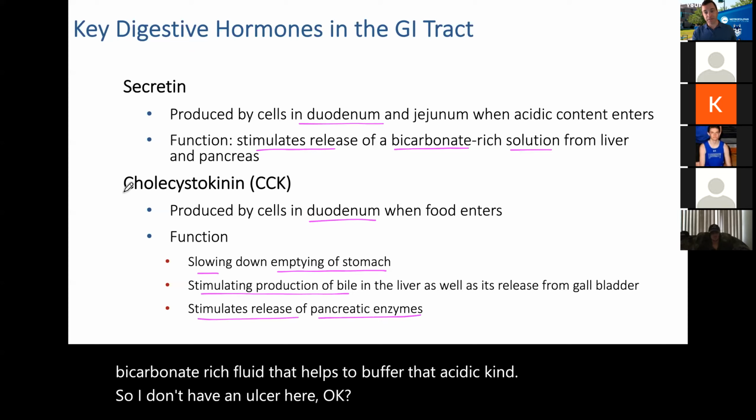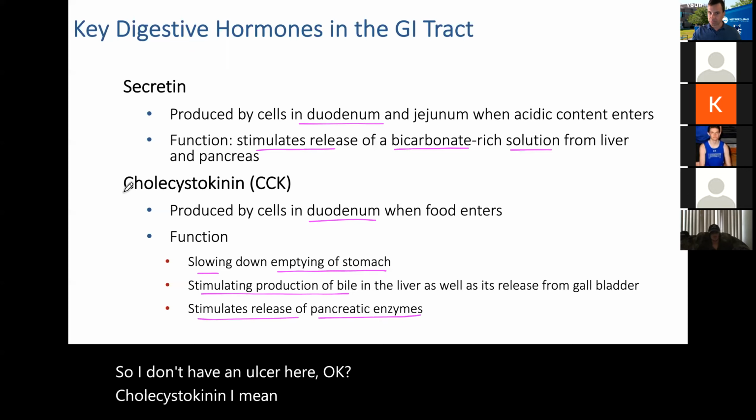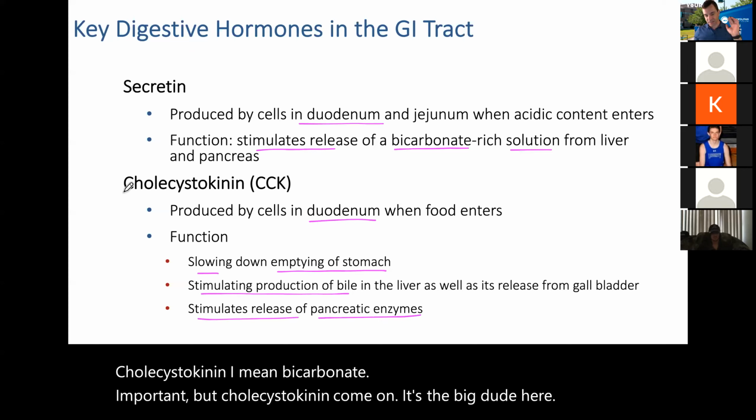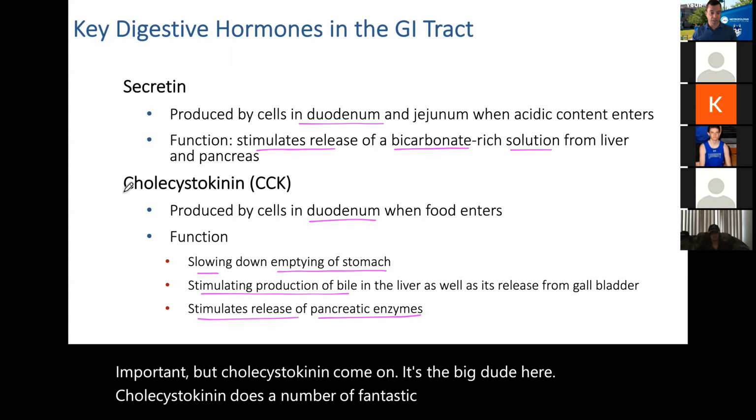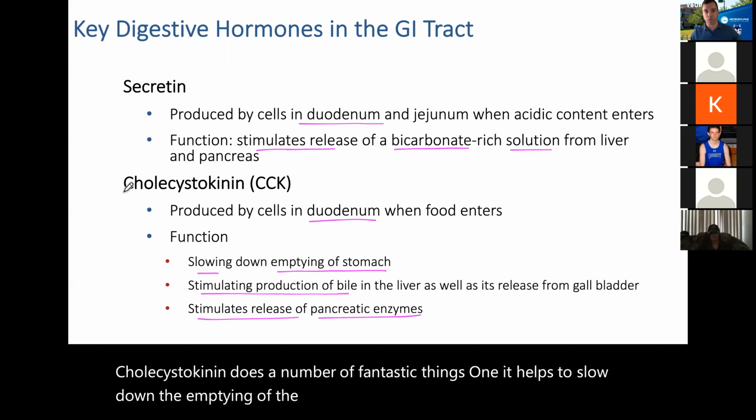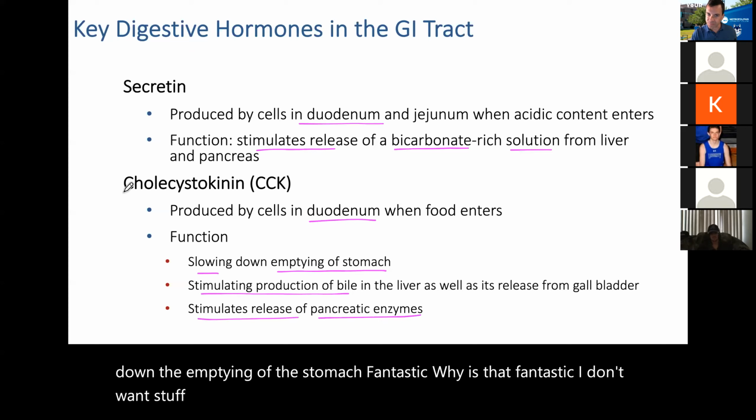Cholecystokinin, bicarbonate, important. But cholecystokinin, come on, it's the big dude here. Cholecystokinin does a number of fantastic things. One, it helps to slow down the emptying of the stomach. Fantastic. Why is that fantastic? I don't want stuff coming out too fast.